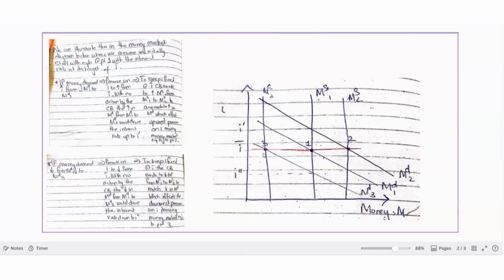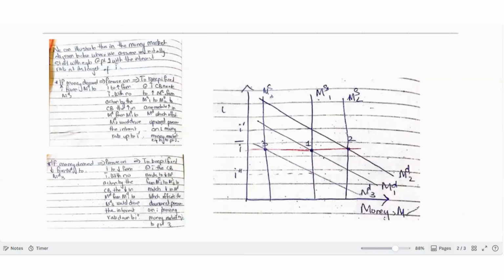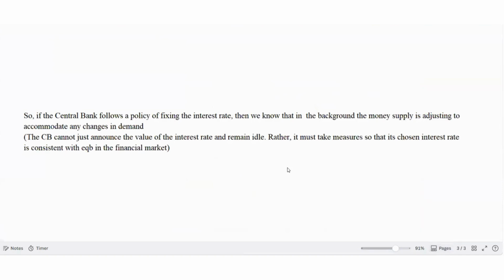So to keep I fixed at I bar, the central bank would need to reduce the money supply from MS1 to MS3 to match the decrease in money demand from MD1 to MD3. And this will offset the downward pressure in I, moving the equilibrium to point 3 so that interest rate stays fixed at its chosen level. Right, so if the central bank follows a policy of fixing the interest rate, then we know in the background the money supply is adjusting to accommodate any changes in demand.